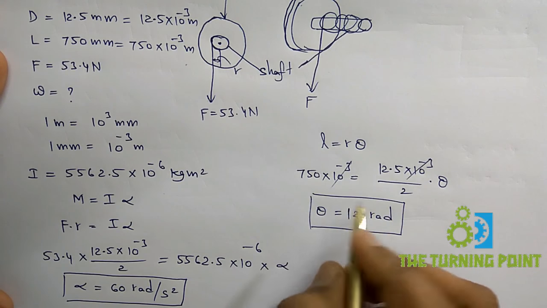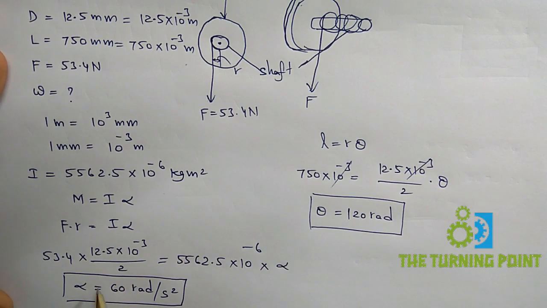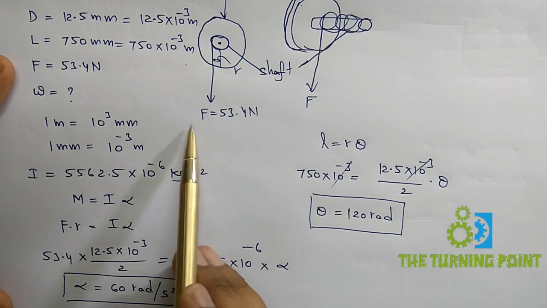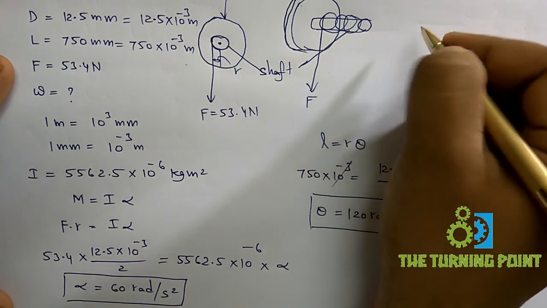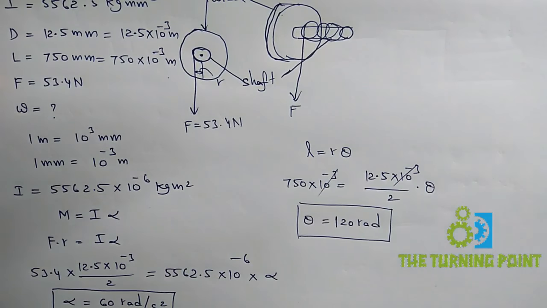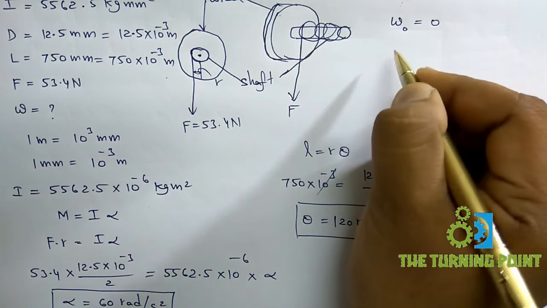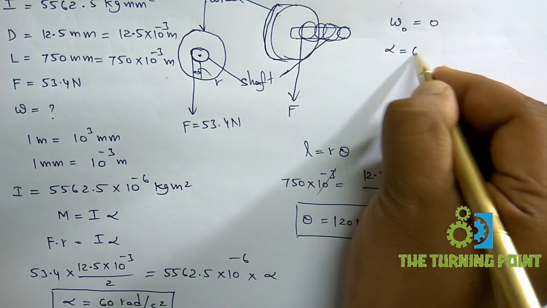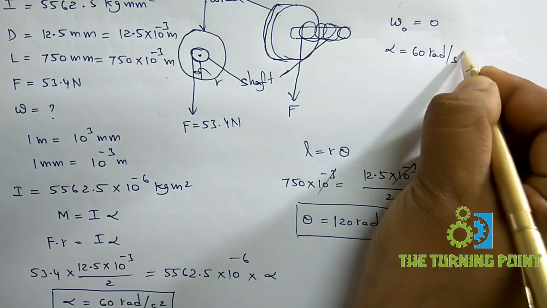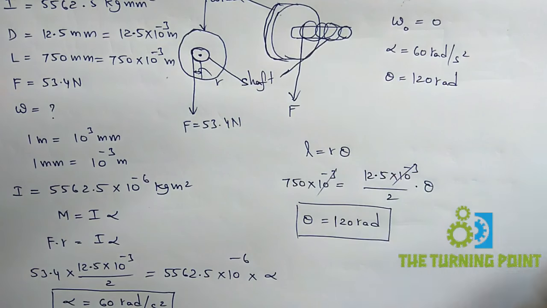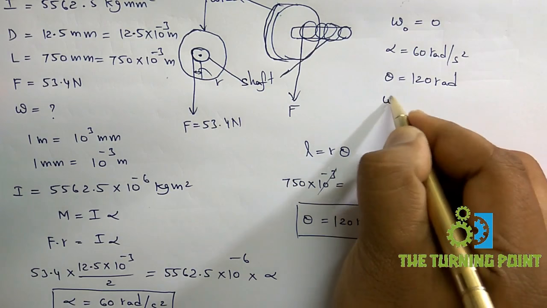So now I got theta and I got alpha. Which relation do I need to use? I need to find angular velocity. Initially this is at a state of rest. When I apply force, only then is it able to rotate. That means the initial angular velocity omega naught is 0, right? So omega naught is 0, alpha is 60 radians per second square, and theta is 120 radians. And we need to find omega.